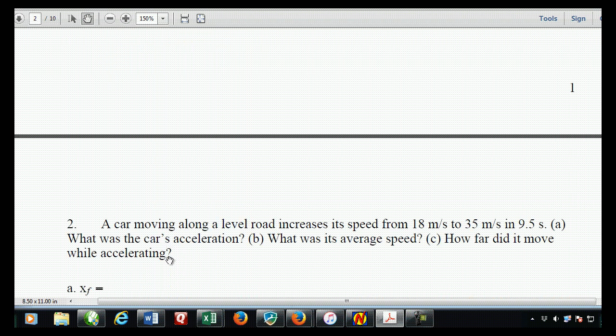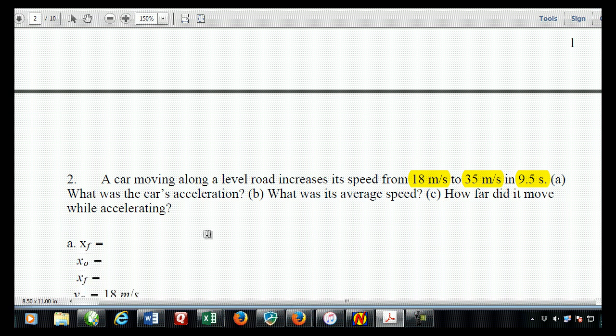Question 2. A car moving along a level road increases speed from 18 meters per second to 35 meters per second. I know that's important, so that's probably going to be my initial velocity here. My final velocity was 35 meters per second. My time was 9.5. It wants to find its acceleration, average speed, and how far it moved while accelerating.